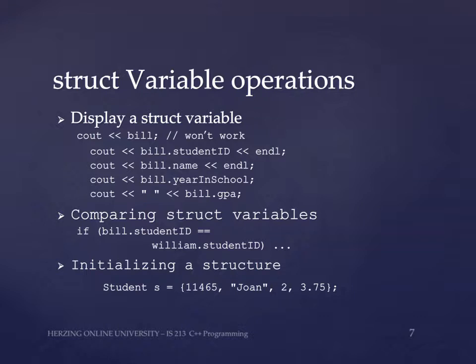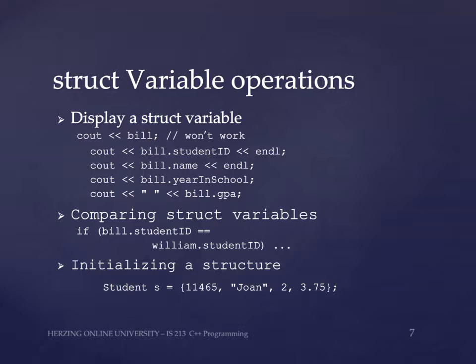How to compare struct variables. Basically, you cannot compare struct variables directly. So if you say if Bill equals William, that won't work. Again, you have to use the dot operator. Instead of using if Bill equals William, you have to say if Bill.studentID equals William.studentID, then do this. Otherwise, do that. So that's how we compare structures.